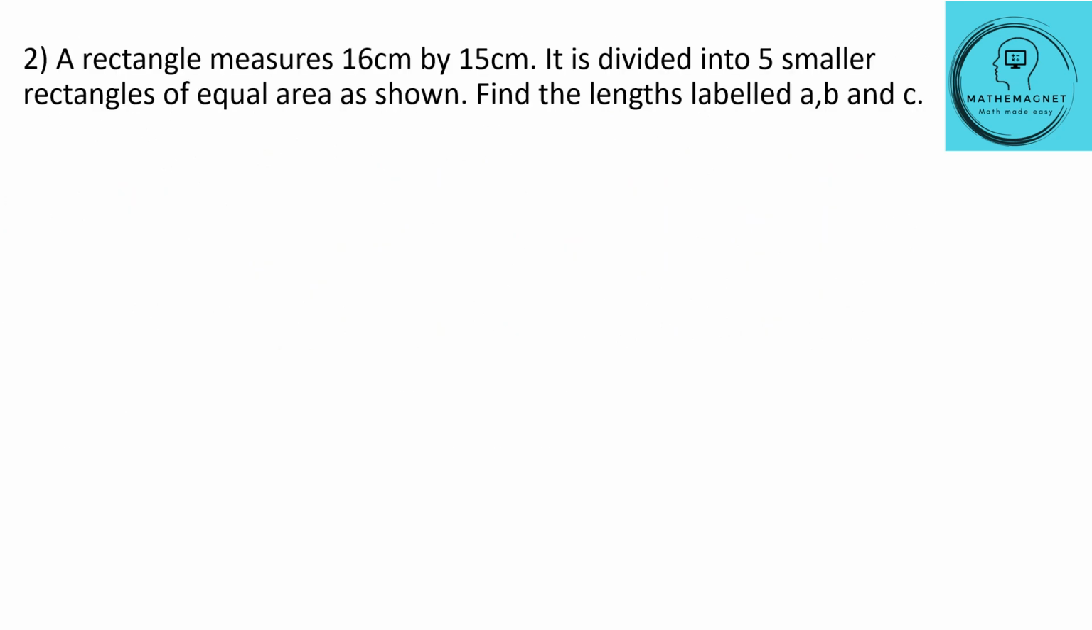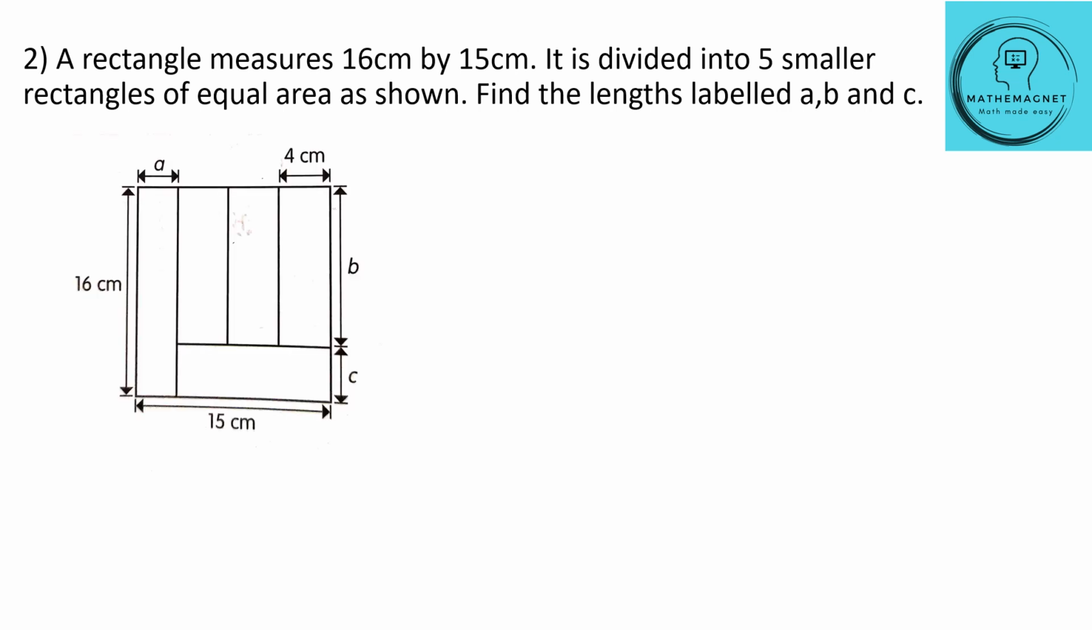Let's look at the final question. A rectangle measures 16 centimeters by 15 centimeters. It is divided into 5 smaller rectangles of equal area as shown. So there are 5 rectangles in this one big rectangle, and the big rectangle measures 16 by 15 centimeters. Find the lengths A, B and C. This is the question. Now for a better understanding, I shall name these 5 rectangles the following way. This is rectangle 1, 2, 3, 4, 5.